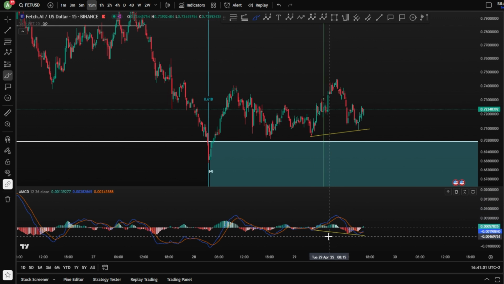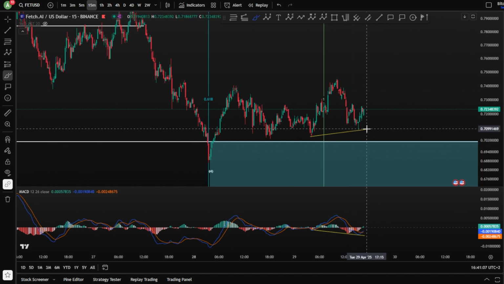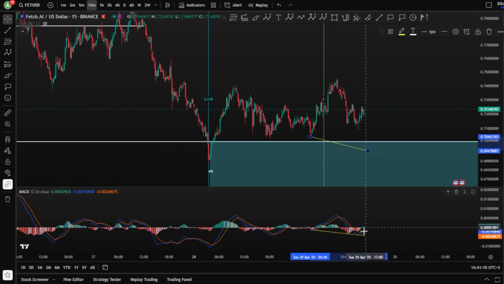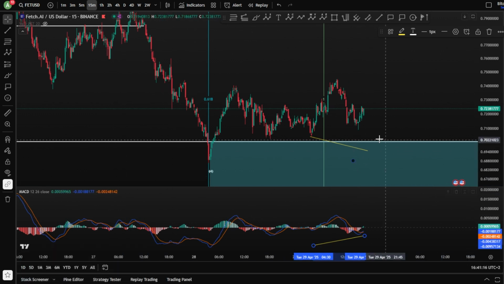I don't see a bullish signal. I know it is divergent, but this is not what we seek for a bullish signal. We seek, of course, for something else. Yeah, we seek for something like this as a bullish signal. Okay, so we're going to see what's going to happen, but basically this is an exhaustion.